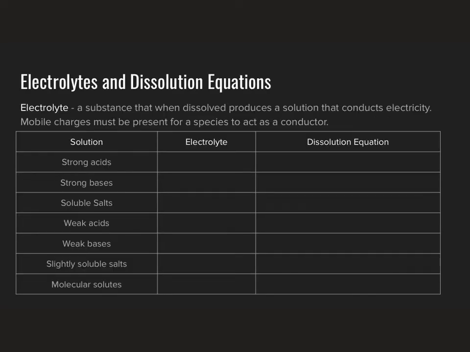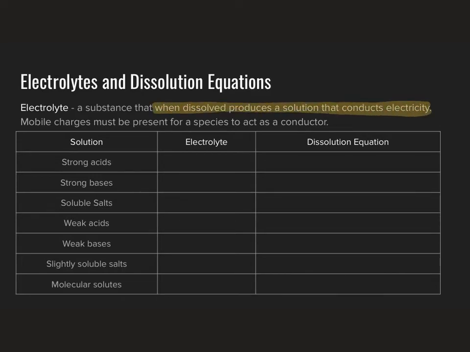So having talked in general about which species tend to act as conductors versus non-conductors on the last slide, let's now talk about specifically aqueous solutions here. We're going to be talking about what we refer to as electrolyte solutions. An electrolyte, by definition, is a substance that when dissolved produces a solution which is a conductor of electrical current.